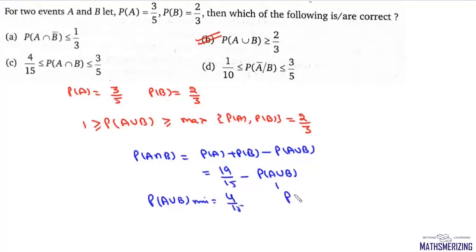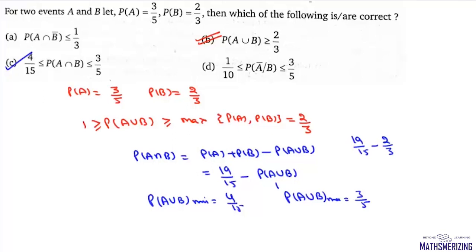So P(A intersection B) minimum value will be 4 by 15, and we'll get its maximum value when A union B is minimum, which is 2 by 3. So 19 by 15 minus 2 by 3 will be simply 9 by 15, which is 3 by 5. So that means this option C is also correct.